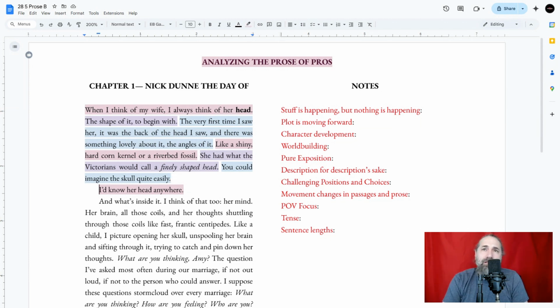Now, the reason this is its own sentence is because this is more about the character thinking of the head and his wife, specifically his wife's head. And then this is him thinking that I'd know that head anywhere. Okay, it's a claim, it's a position. The position is they would know that head anywhere. But it's different than him thinking of the head. He's making a statement, he's making a claim. Okay, and that's why it's a movement.